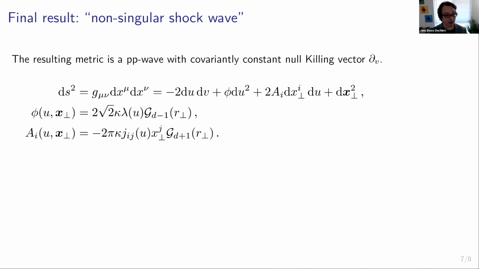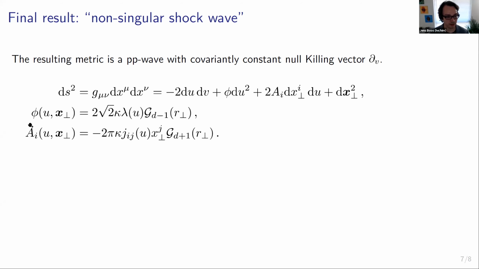The resulting metric that we get out of this Penrose limit is what we call a non-singular shock wave. I'm aware that this sounds a little bit crazy, because a shock wave is singular. Why do we call it non-singular? I'll comment on this right now. This is how the metric looks. You see that d by dv, the advanced time direction, is a null Killing vector of this metric, which makes this a pp wave.